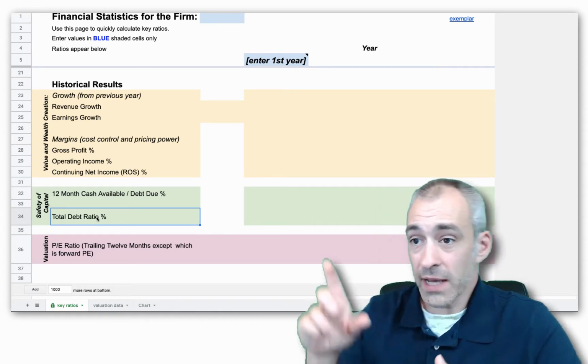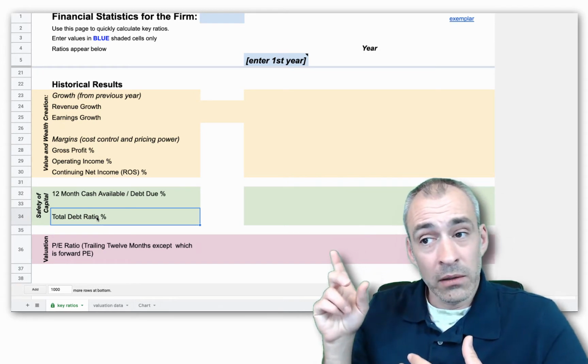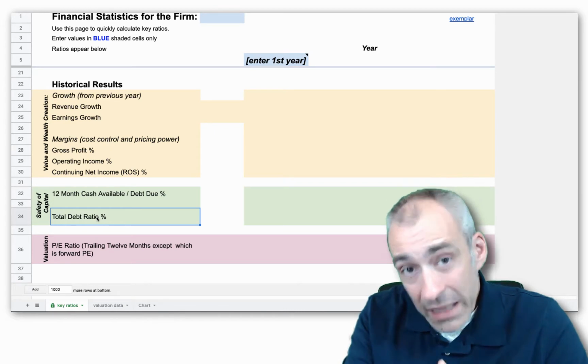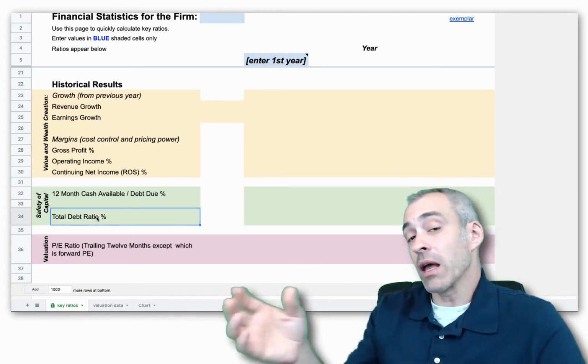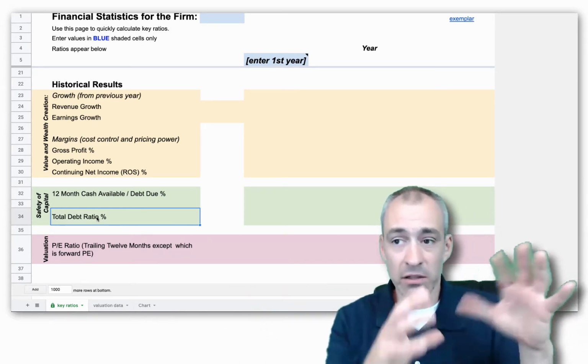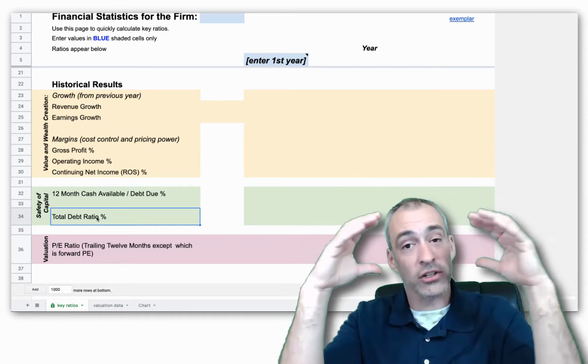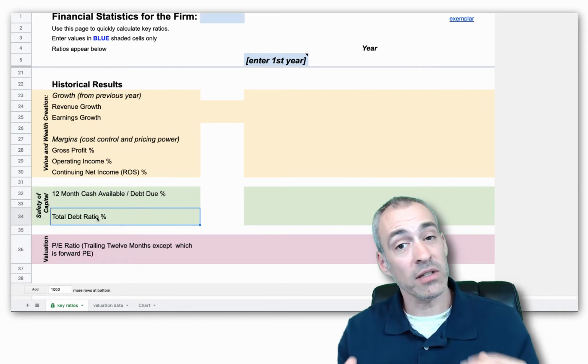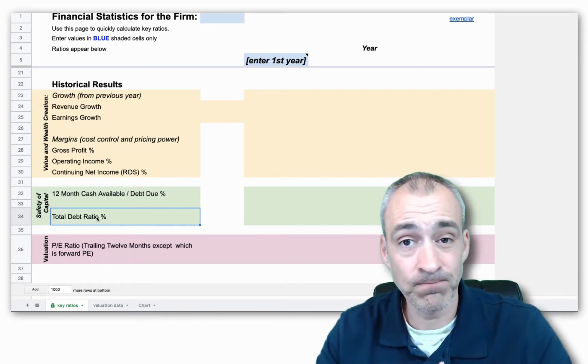But this first test, 12-month cash available, which is quick ratio plus cash from operations. Is that big enough? Is that as big or bigger than your current liabilities? Because the numerator there is how much cash you have now or will have over the next 12 months. And the denominator is how much you have to pay in the next 12 months.